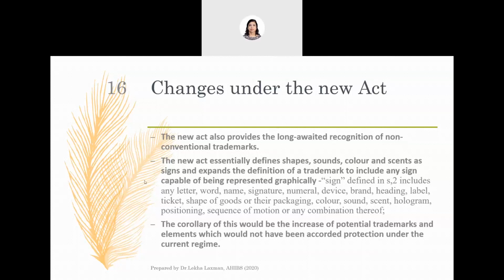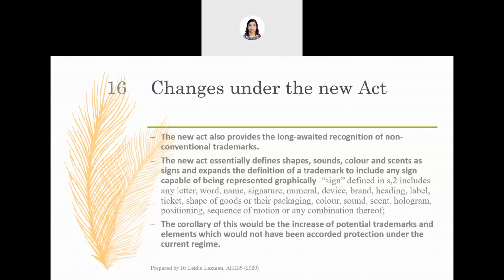So you can see that there's an expansion to include trademarks in the context of a sign. If you look at section 2, a sign includes letter, word, name, signature, numeral, device, brand, heading, label, ticket, shape of goods, or their packaging. Like Coca-Cola, if you look at the bottle shape, that's also a trademark. Color, sound, scent, and also hologram, positioning, sequence of motion, or any combination thereof. All of these things are taking into account changes in the market of commerce.